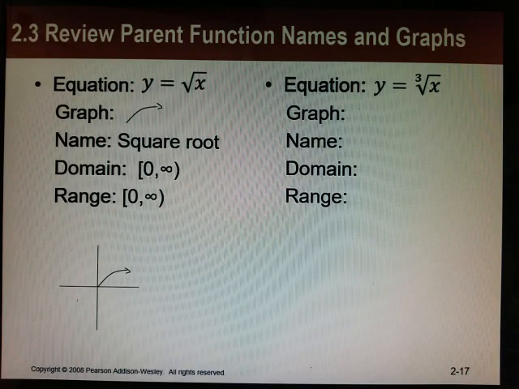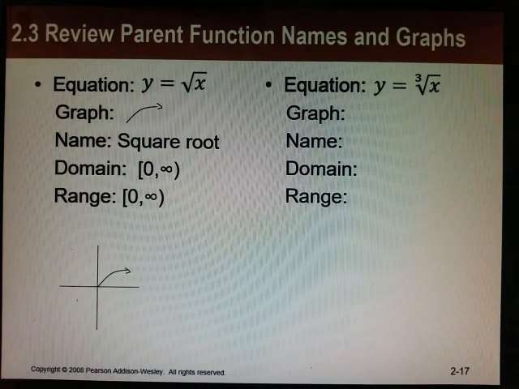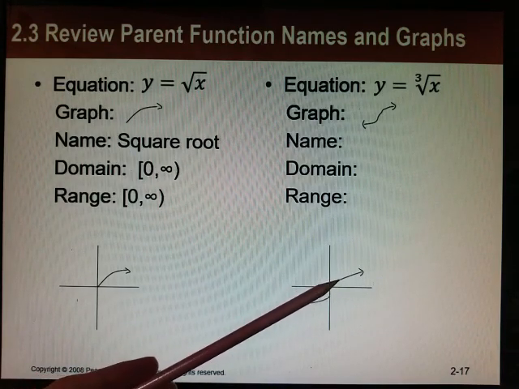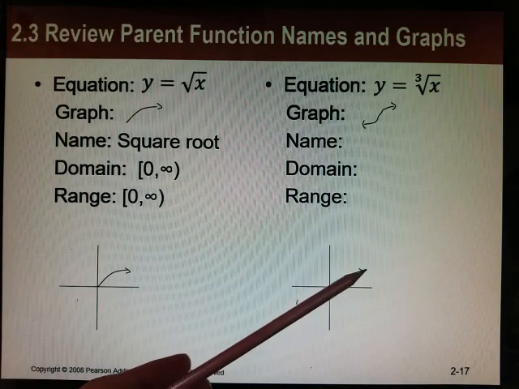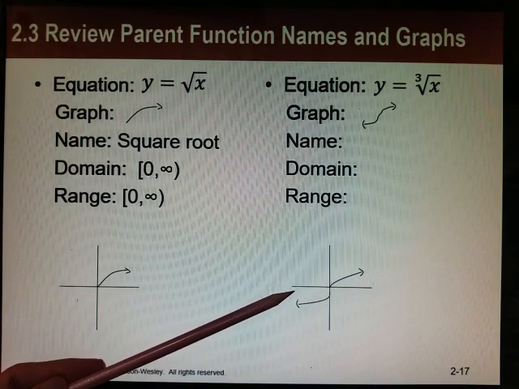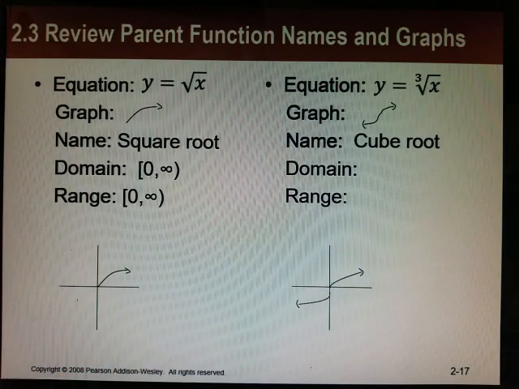All right, one more time, pause your video. Try the graph of y equals the cube root of x. All right, the cube root of x, we should have done the cube root of 0 is 0. The cube root of 1 is 1. The cube root of 8 would be 2. Then the cube root of negative 1 is negative 1. The cube root of negative 8 is negative 2. So this is what the graph looks like. The name of it is cube root.